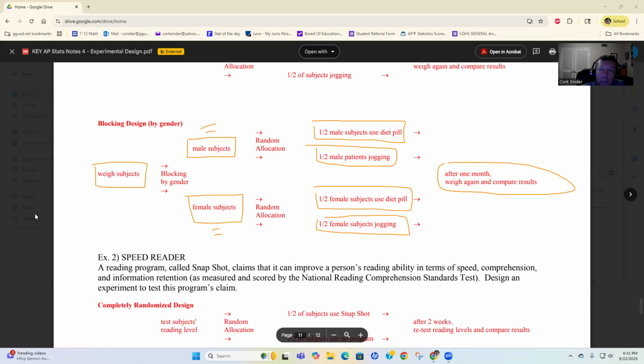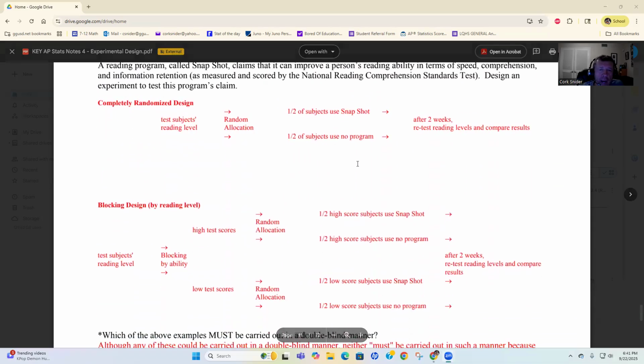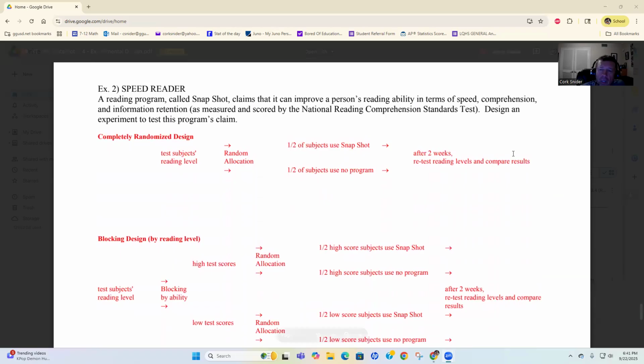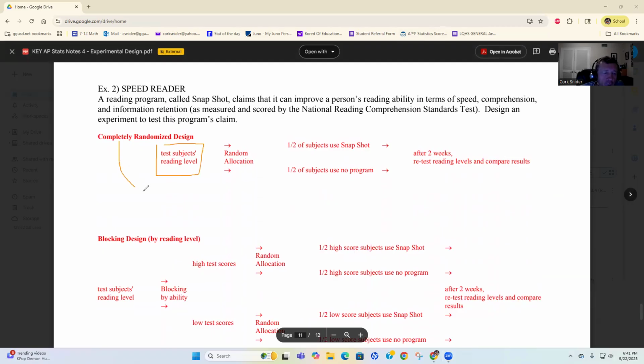All right, let's go to the next one. A little reading program, to see if you can get reading scores better. Again, very similar. Test the subjects' reading level. Again, if you're going to do a completely randomized design, all the reading levels need to be about the same. Sometimes in experiments, they get a bunch of volunteers and they only take the reading scores that are about the same. They just don't take everybody in the thing. So half get this program, half get no program, and you get the idea. That's how you'd write it up.